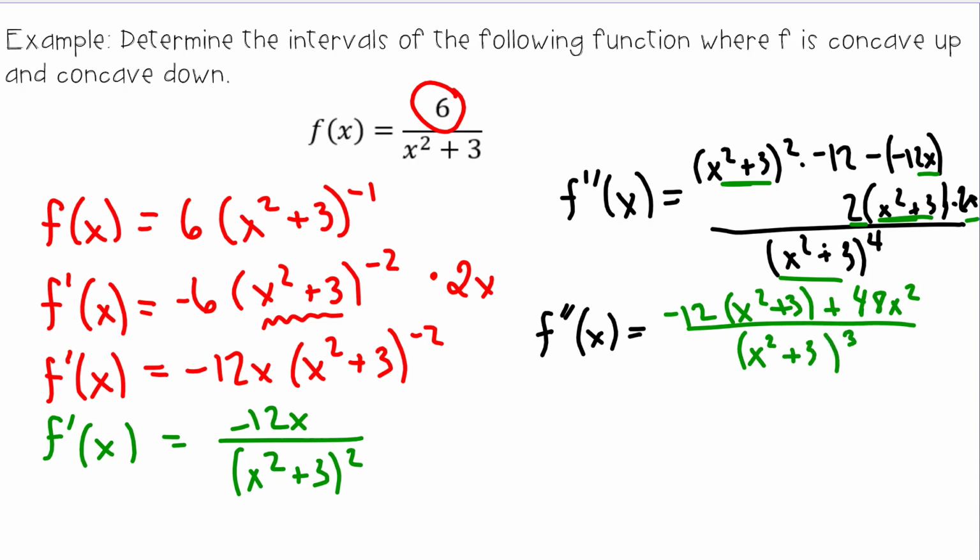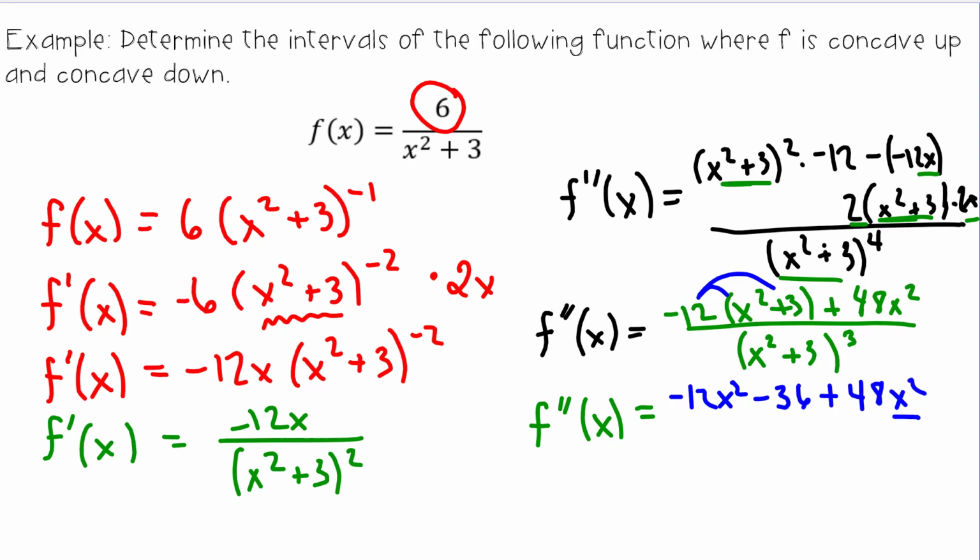So f double prime of x, I'm going to go ahead and distribute this negative 12. Ends up being negative 12x squared, sorry, not plus, minus 36. Let me erase this. So minus 36, and then plus 48x squared, all over x squared plus 3 cubed.